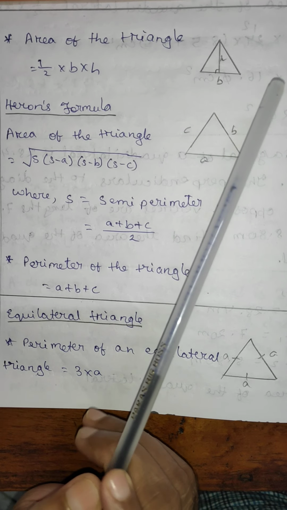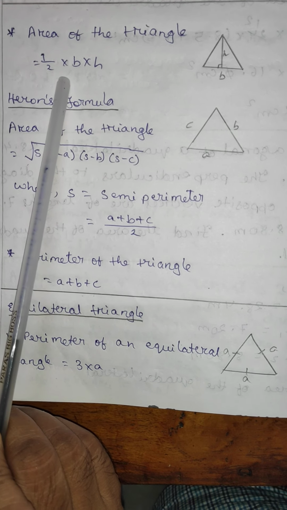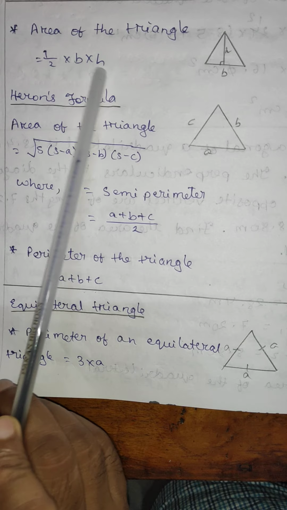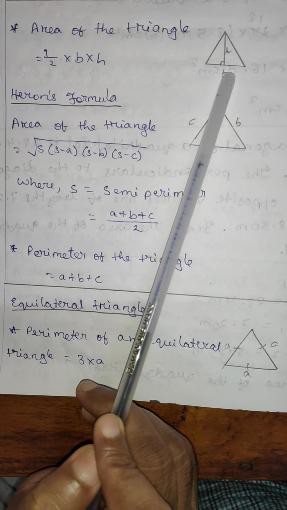Now to start 16.2 we need to learn these formulas. Area of the triangle, half into base into height. This is your base, this is your height.